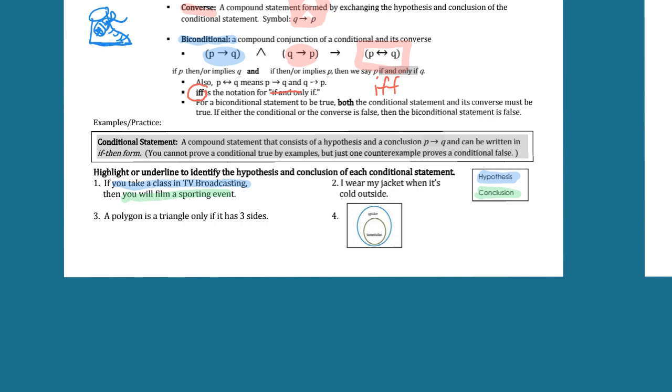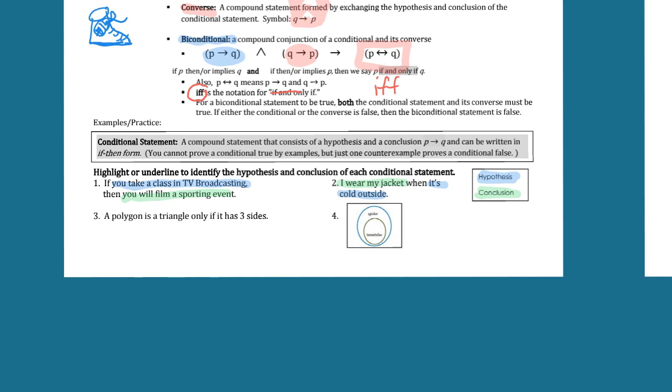So I wear my jacket when it's cold outside. Okay, if I wear my jacket, then it's cold outside. Well, kind of, but if it's cold outside, that's the hypothesis. So if it's cold outside, then what? Well, then I wear my jacket. So it's cold outside. As a result, I will wear my jacket. So the hypothesis, the conclusion.